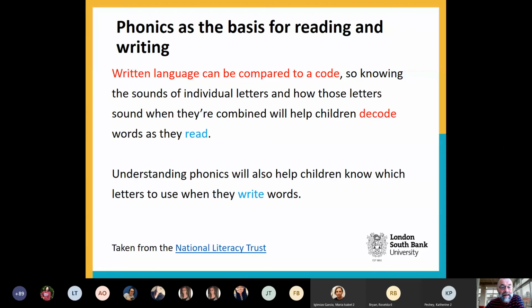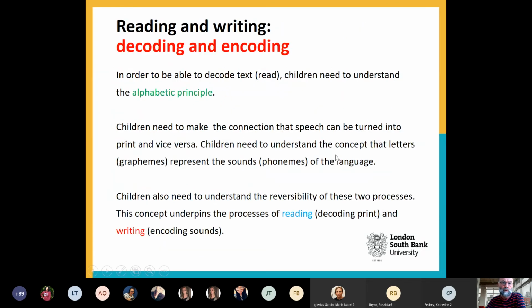So if I want to write the word man, I would go M-A-N. It works in the opposite way around to work out how to spell words. Decoding and encoding builds on that. We're working on an alphabetic principle. Children need to make a connection that speech can be turned into print and vice versa.